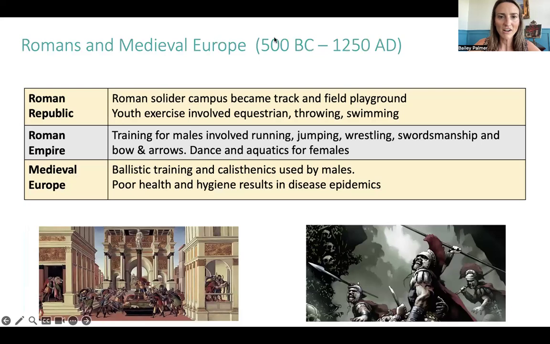All right, next we are in Rome and medieval Europe. So now we're in around 1500 BC. We're going to talk about the Roman Republic, the Roman Empire, and then get into medieval Europe. So this here just talks about basics, tidbits from each little background here that you can just glance at, look at, read on your own.